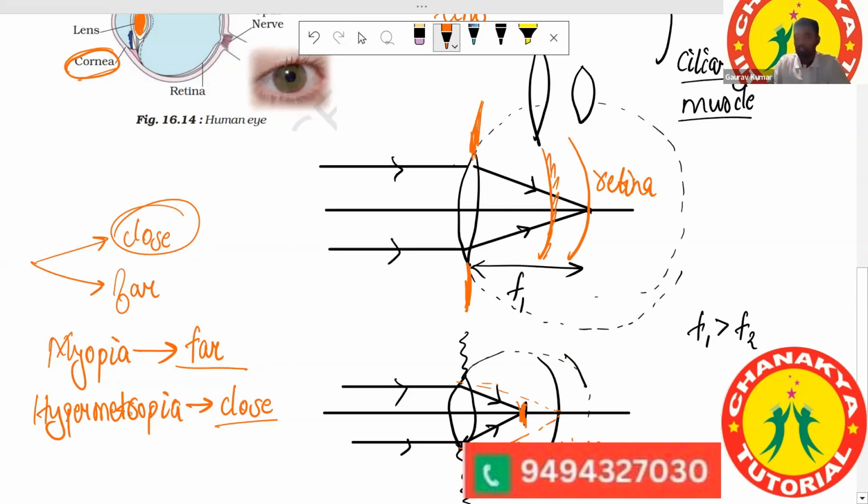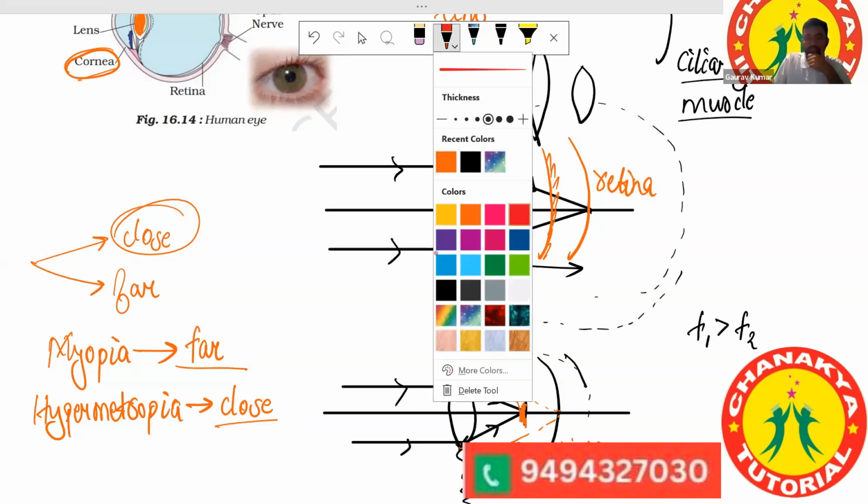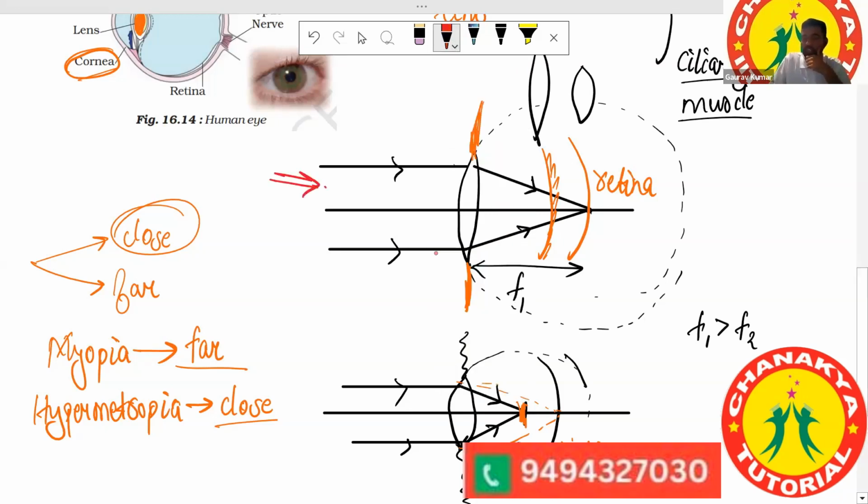Due to this effect we use lenses. What is the working of a lens? Let's say I am talking about this thin one. In this case the image is forming after the retina. So what we need to do is put one more convex lens, so that the light is concentrated towards the retina.